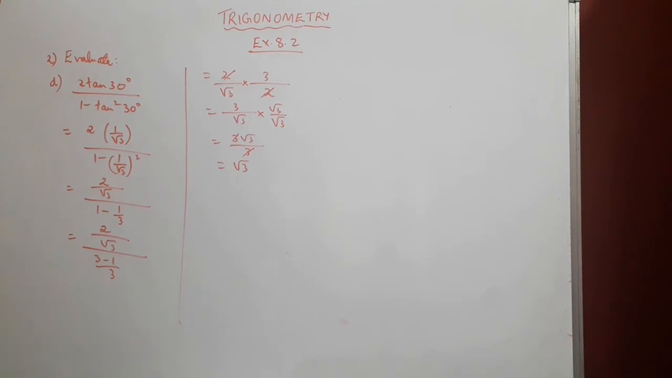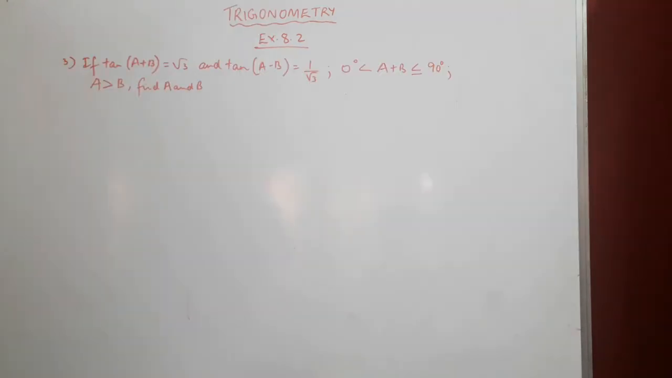So with this we finish the second question under exercise 8.2. Coming to the third problem under exercise 8.2, it says if tan of a plus b equal to root 3 and tan of a minus b equal to 1 upon root 3, where 0 degrees is less than a plus b less than or equal to 90 degrees, and a is greater than b, find a and b.